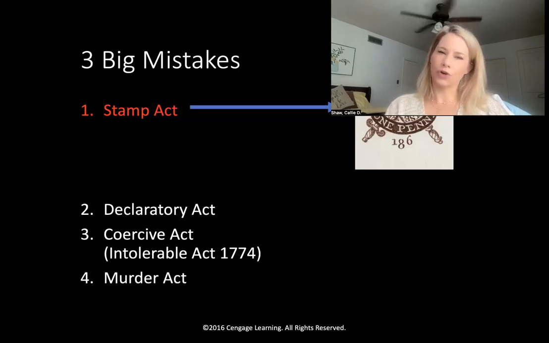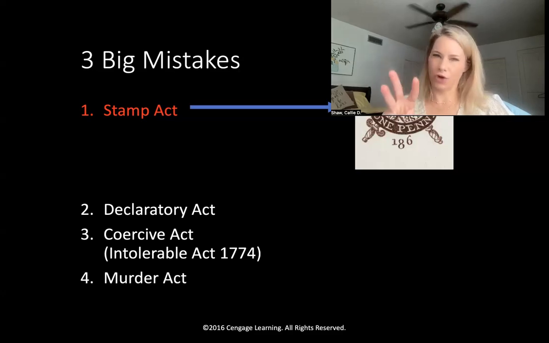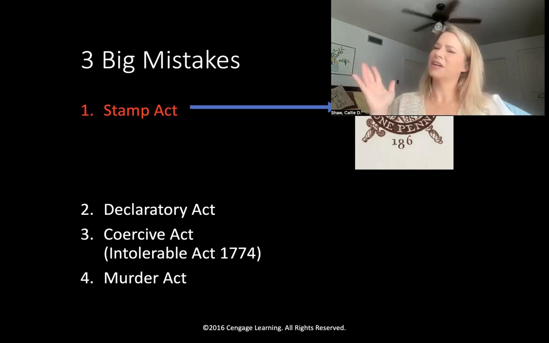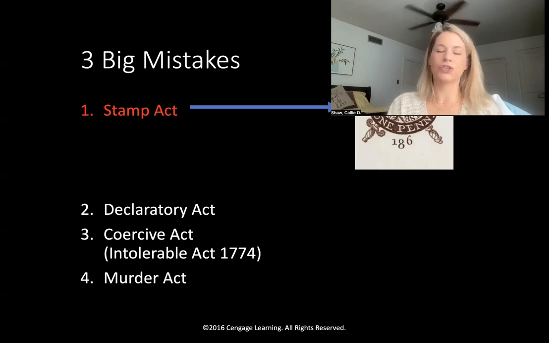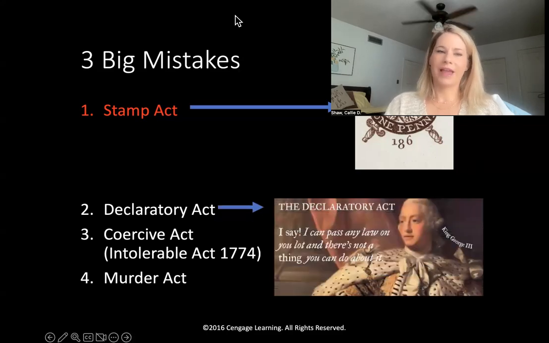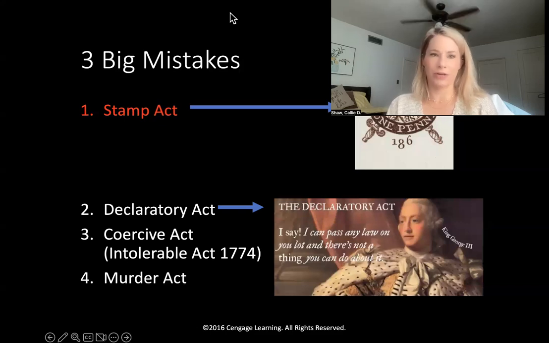Now, the fourth one is the Murder Act, but it's not considered one of the big three. But I did want to include it because this is the point in which he gave permission to any and all soldiers to kill anyone indiscriminately if they went against the word of the king. So that was a very vague permission, right? So it gave them broad permission to act basically like yahoos. Now, let me move my head. King George said of the Declaratory Act, I can pass any law on you lots, and there's not a thing you can do about it. He sounds fun, doesn't he?